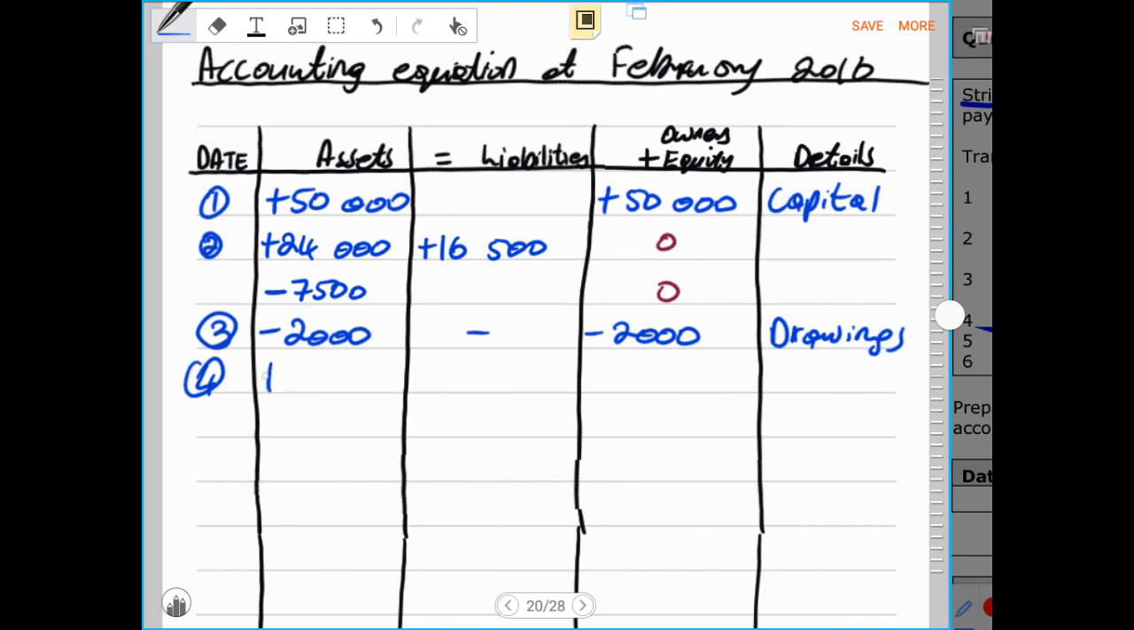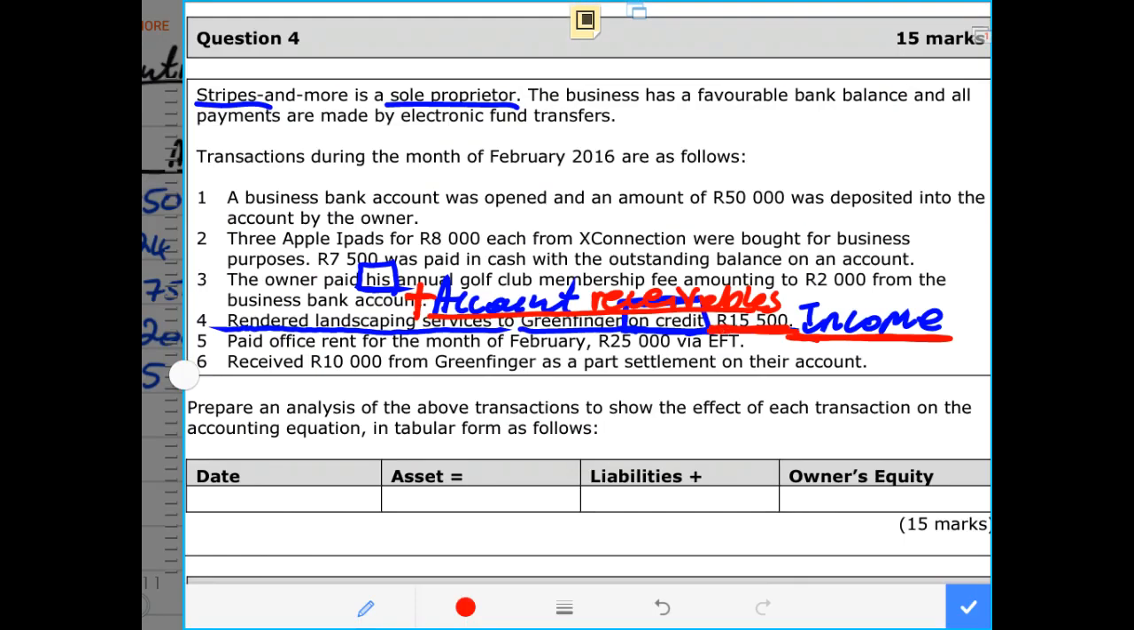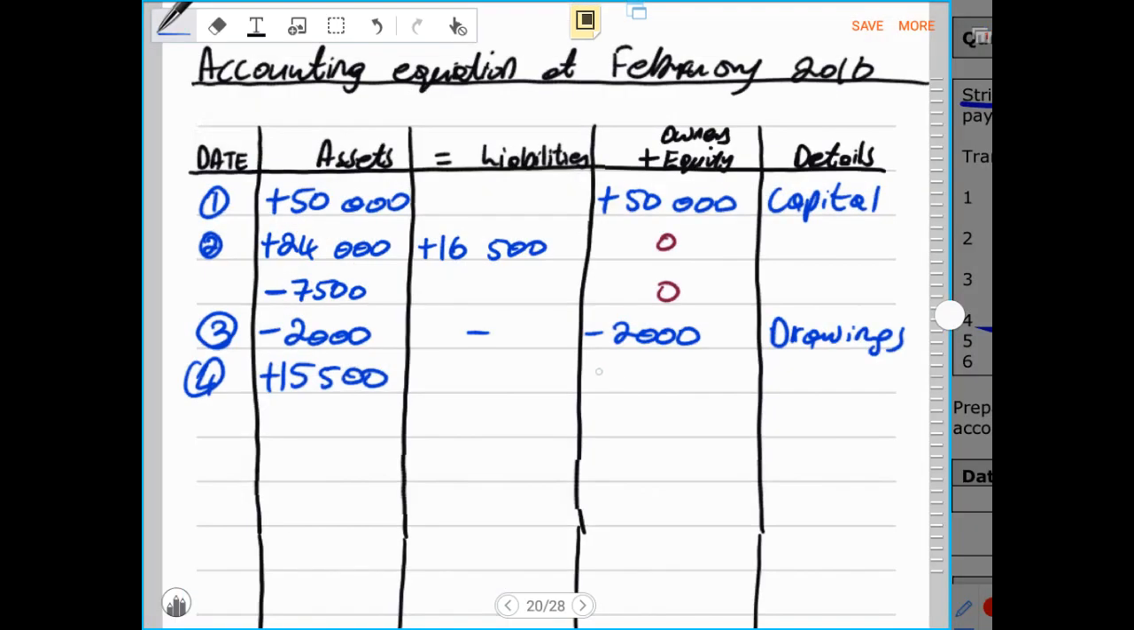Then I will say our account receivables is an amount of 15,500, that our account receivables, or customers, are owing us. At the same time, this money was because of the services that we rendered to the client. Therefore, this will be services rendered income, because we rendered a service.